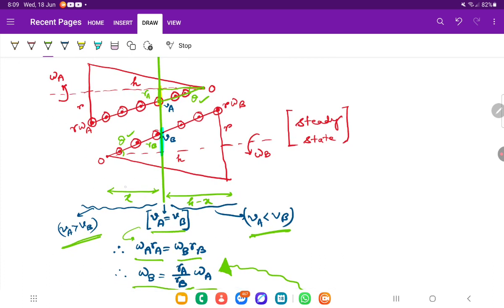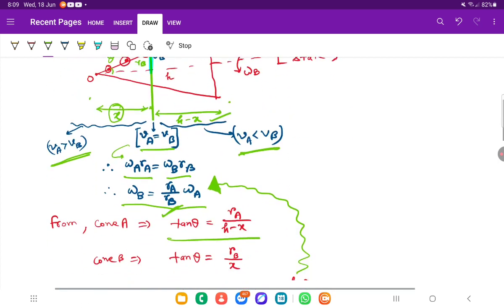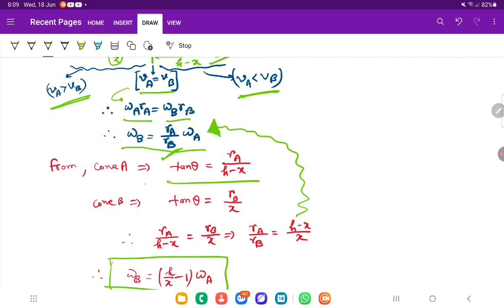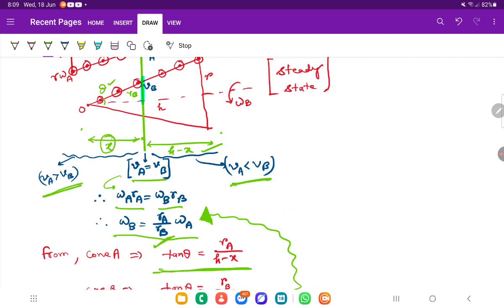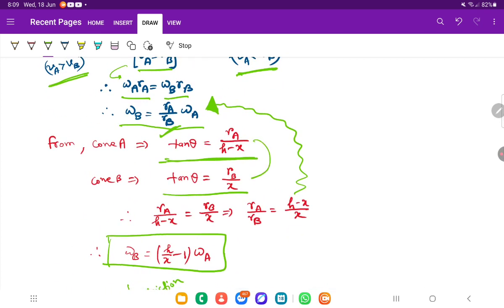I think I forgot to tell that I have picked up this length as X from the left extreme to the VA equals VB line, and from the VA equals VB line to the right extreme it will eventually be H minus X, because the total height of the cone is H, given, right? So it's well understood from the figure. As I was saying, from cone A we can write tan theta equals this, and from cone B we can write from this triangle that tan theta equals RB upon X. So we'll equate these two values and we'll get this equation.